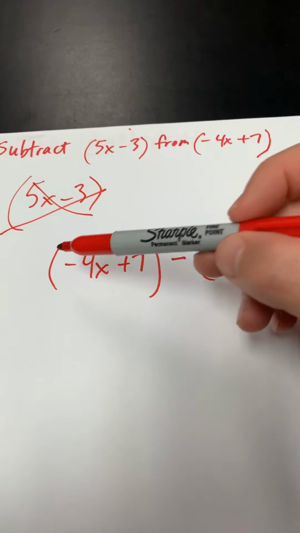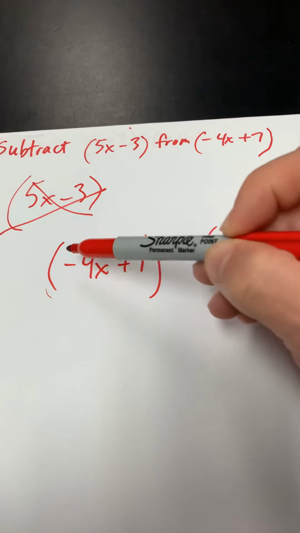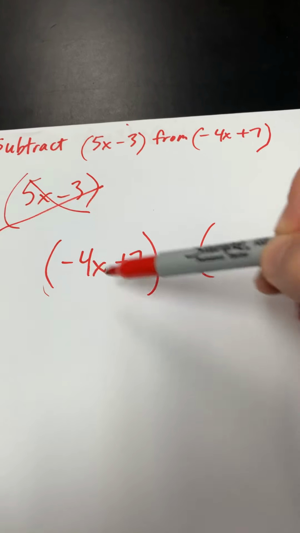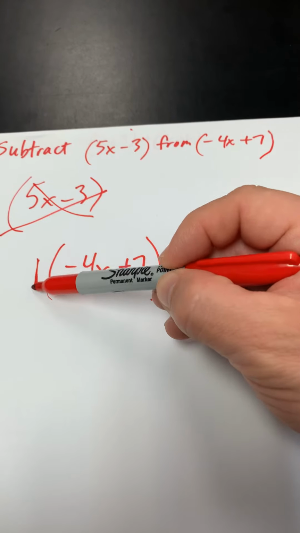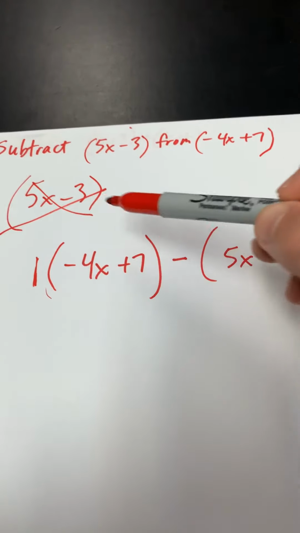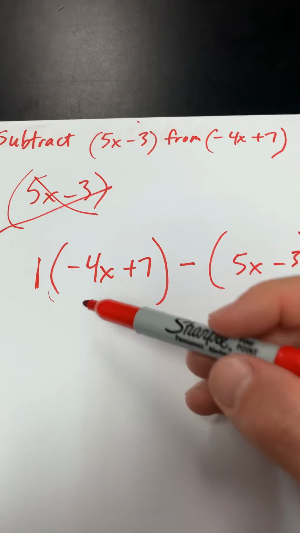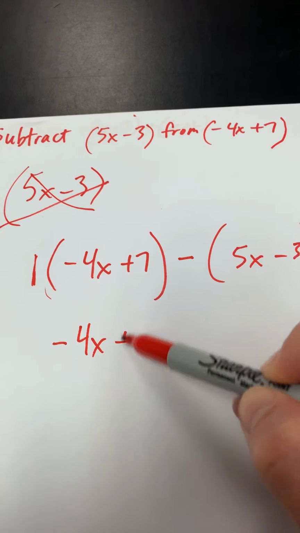Remember, with parentheses, that means this whole thing, both terms, this binomial inside these parentheses. We can put an understood coefficient of 1 out here. So this is like 1 times this, and we can distribute that 1. And when you do, you end up just getting the same thing. So you get negative 4x plus 7.